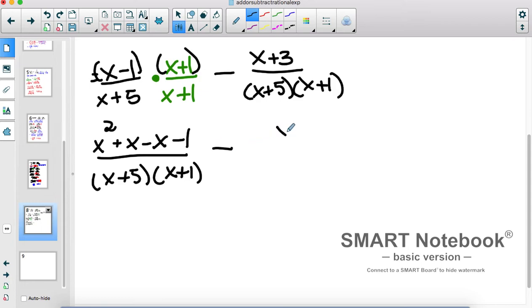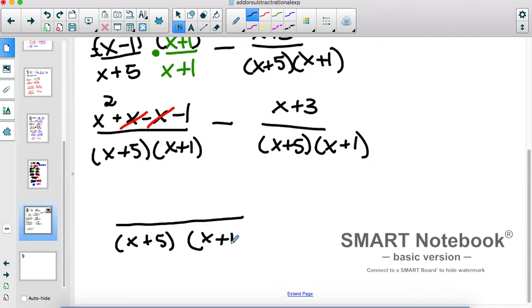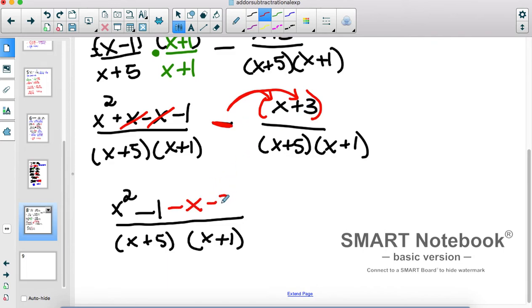Okay, minus the second part. X plus 5, x plus 1. So a lot of rewriting here. Okay, so from the first fraction, we said these will cancel. So let's combine them under one fraction. X plus 5, x plus 1. Up top is x squared minus 1. Now again, this minus is talking about minus this whole thing, this whole quantity. So this minus has to get distributed. So minus x minus 3, right?